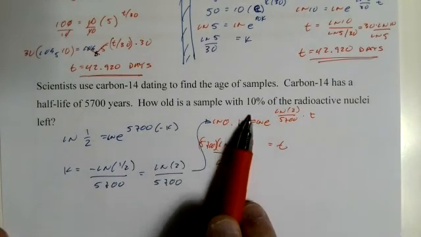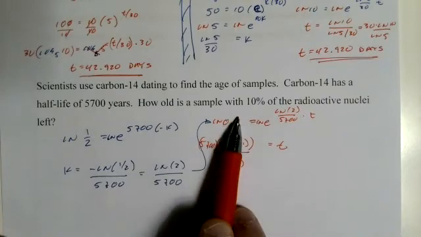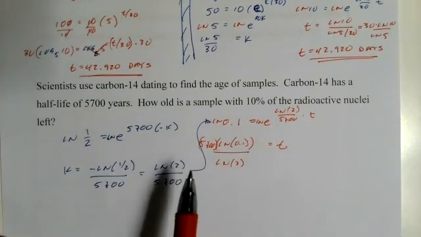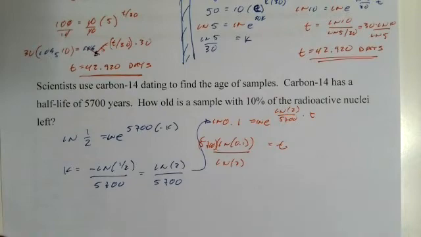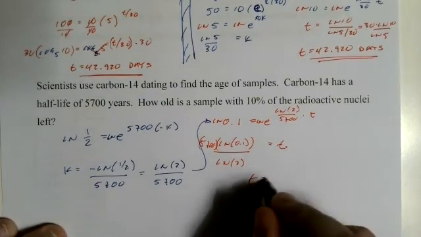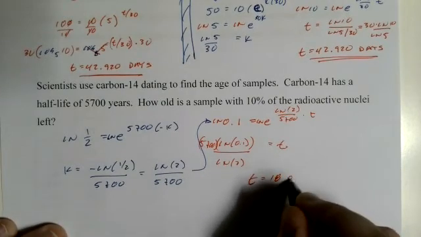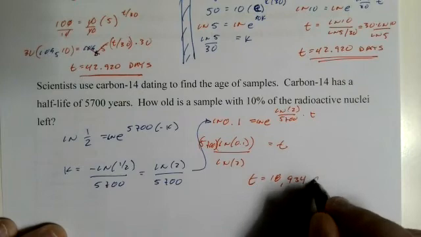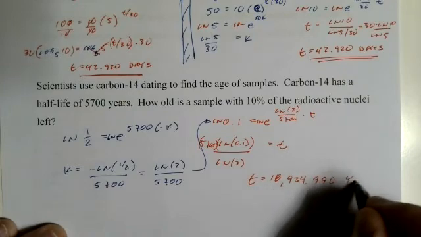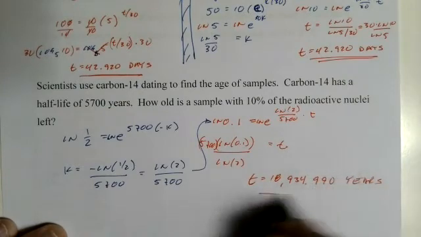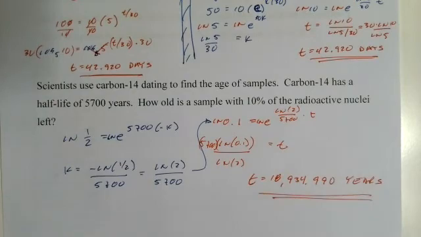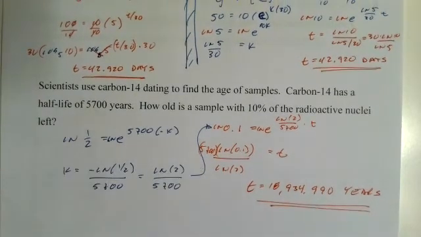How old is the sample? 10% left. 10 over 100. Oh, I guess it's going backwards. The negative. 18,934.990 years. In other words, really, really stinking old. By the way, I know how carbon-14 dating works. It's complicated, but it's pretty cool.